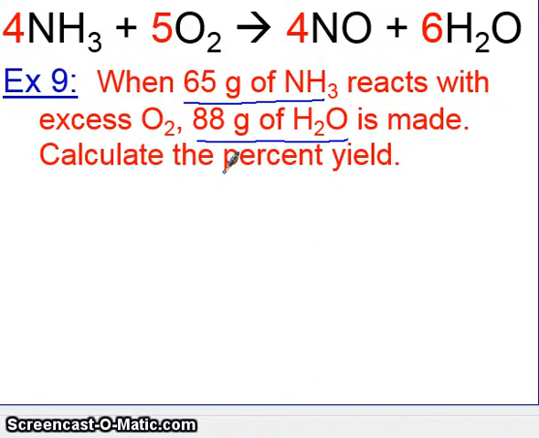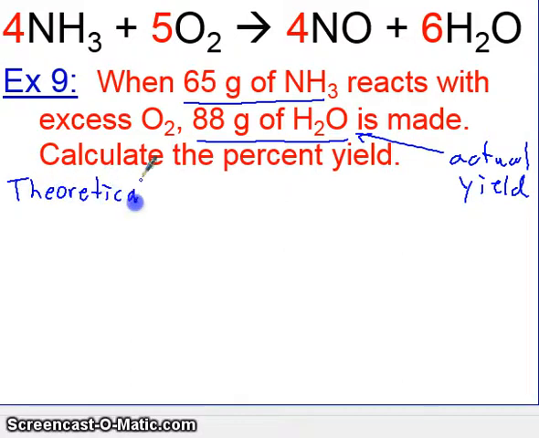So what we're saying is we're reacting 65 grams of NH3 and making 88 grams of H2O. Now the 88 grams is the actual yield. So this number right here, this is our actual yield. This is how much we actually made when we went to perform the experiment. This is not how much you would predict you would make. So let's first calculate our theoretical yield. And the theoretical yield we'll have to convert from grams of NH3 to grams of H2O.